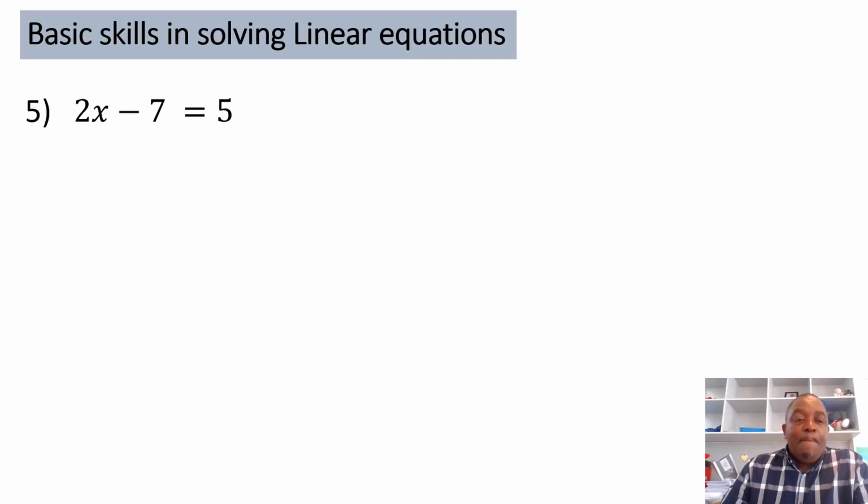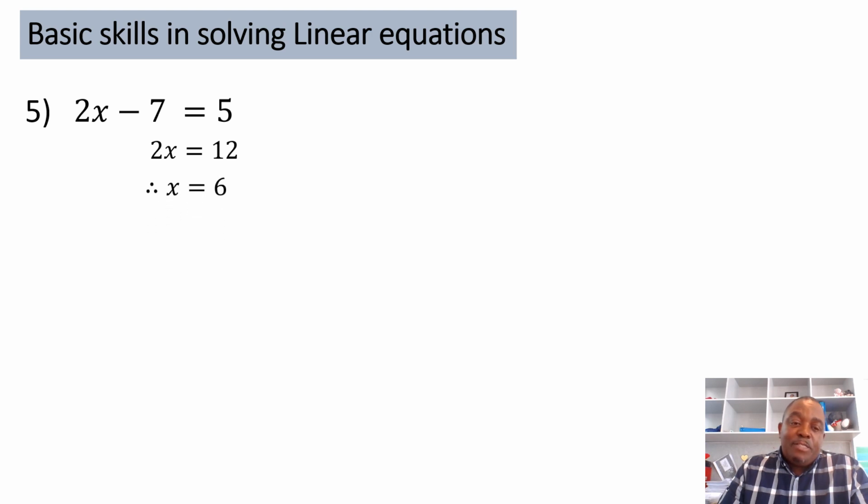Here again, we've got 2x minus 7 is equal to 5. Now notice here that we've got two things. There's multiplication of x, but there's also negative 7 there that is being added to the term. So in order to solve our equation here, we would need to get the additive inverse of negative 7, which is positive 7. So we've got 5 plus 7 on the right hand side, and we're left with 2x on the left. Now we can divide both sides by 2, okay, and x is equal to 6.